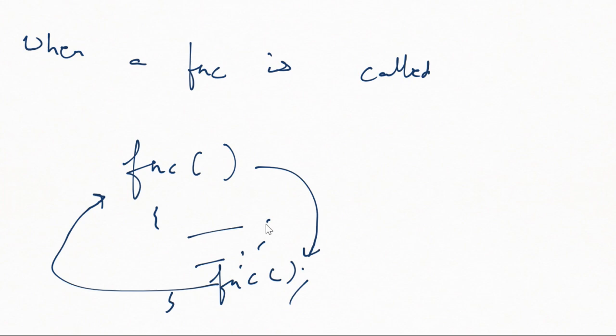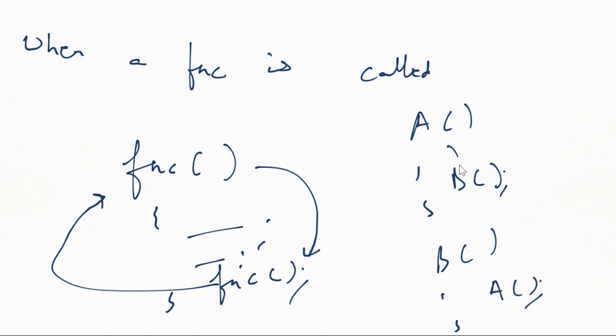Now this is self recursion. Function is calling itself. When a function is calling itself, this is self recursion. We can have indirect recursion also, where there is a function a, it calls b, and there is a function b, this b calls a. So if you see, a is calling b, the control goes over here. Now b calls a, this is an indirect recursion.